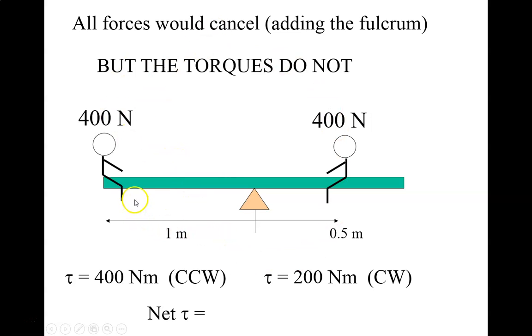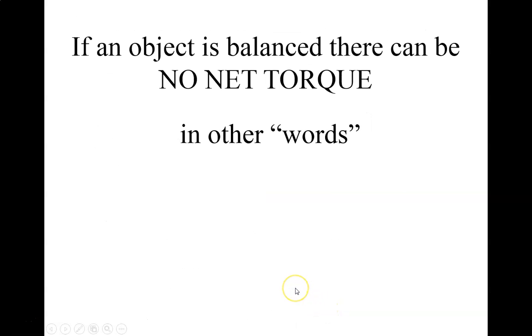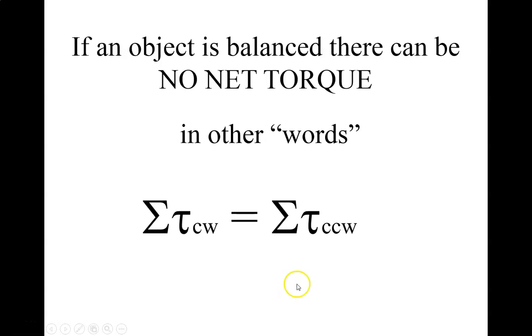He's got 400 Newton meters of counterclockwise torque, and this guy only has 200 Newton meters of clockwise torque. So what's left over is 200 Newton meters of counterclockwise torque. In order to balance, there can't be any net torque, or to put this mathematically, the sum of the torques in the clockwise direction has to equal the sum of the torques in the counterclockwise direction.